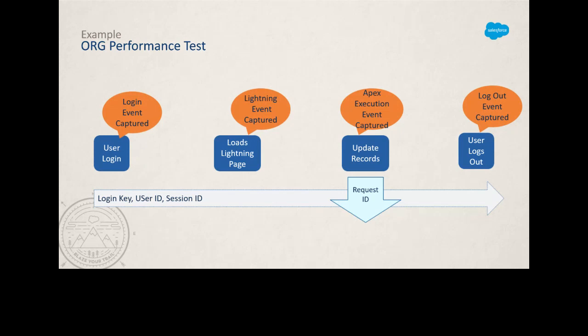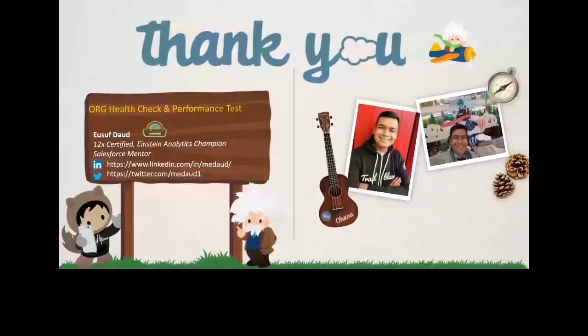So these 5 events plus 5 IDs can be scrutinized from 5 other dimensions to understand the performance. So that was a very high level view of performance test on a Salesforce org. Thank you.